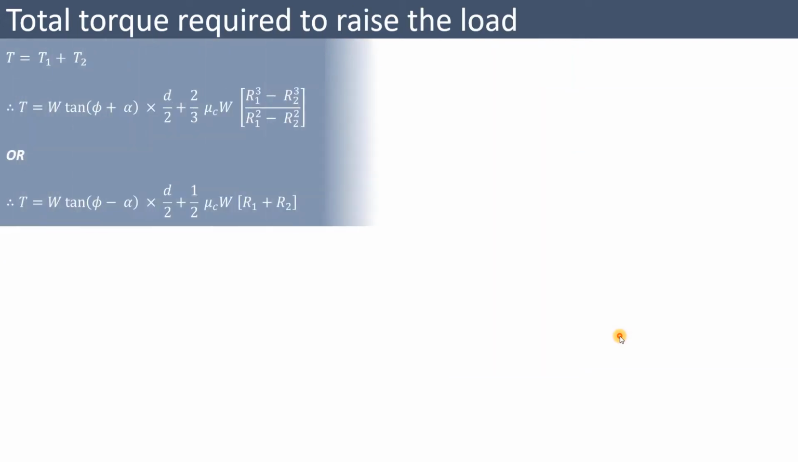So total torque will be the summation of both these torques. First one is T1 plus T2, that is the torque required to overcome the screw friction plus torque required to overcome the static friction or collar friction. So T1 is W tan phi plus alpha into d by 2, and T2, if you consider uniform pressure theory, you can write down the formula for uniform pressure theory, that is 2/3 mu W (R1 cube minus R2 cube) divided by (R1 square minus R2 square). Or if you consider uniform wear theory, then instead of this particular formula, you can use 1/2 mu W (R1 plus R2). If nothing is mentioned, you can assume any of the theory for the derivation purpose or for solving the problem.